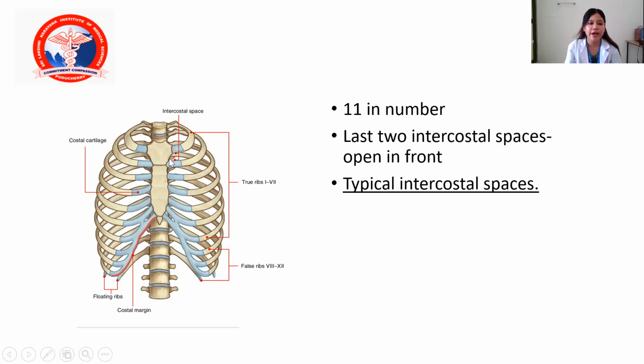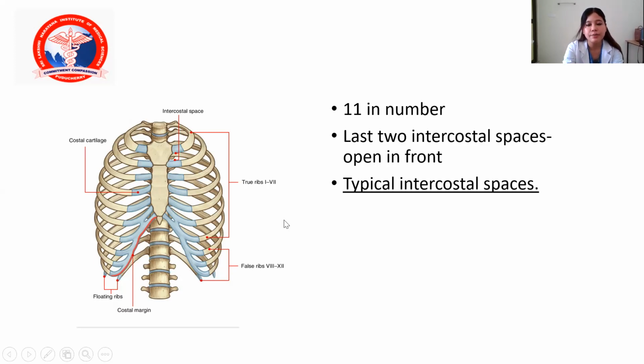anteriorly, around 5 centimeters in length, they are articulating with the lateral articulating surfaces of the sternum. The bony part of the ribs is not directly articulated with the sternum. Only the costal cartilages are articulating with the sternum, whereas posteriorly, the posterior end of the ribs is articulating directly with the lateral surface of the vertebra.